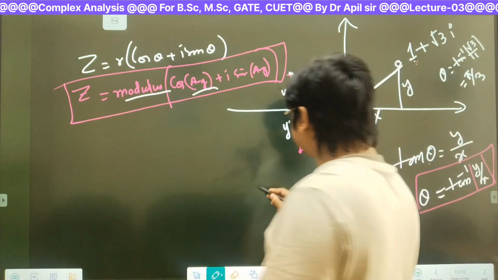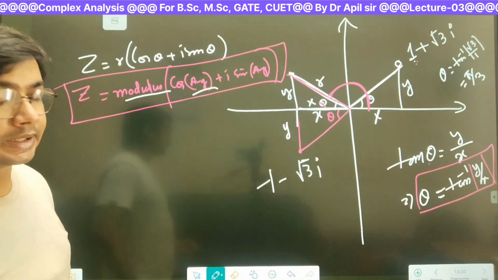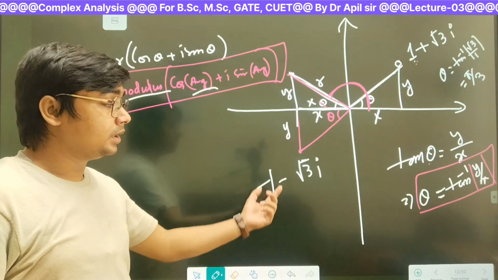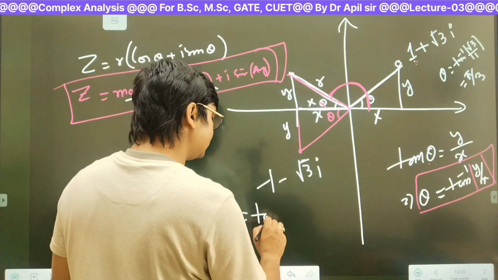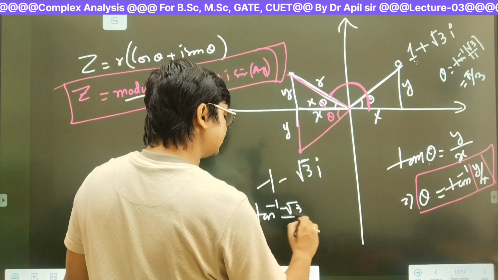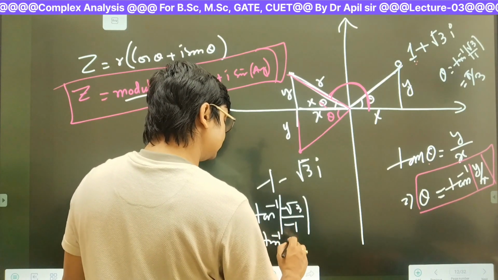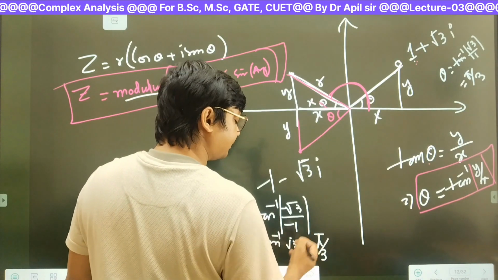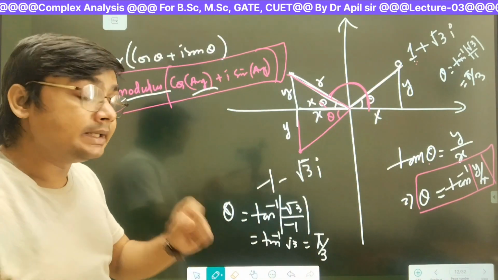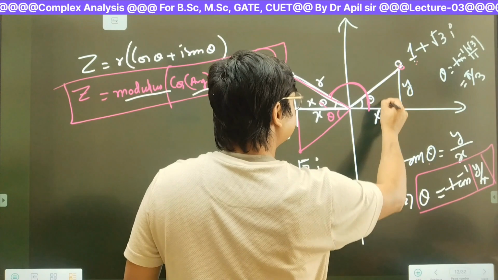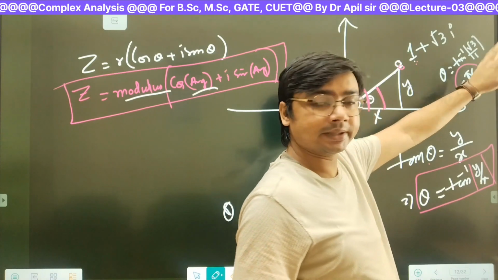And if we consider another complex number, minus 1 minus root 3 i, you see both the values are negative, so this will lie in the third quadrant. So in this case also, theta will be tan inverse of minus root 3 upon minus 1, so this will be tan inverse of root 3. So this will also be pi upon 3. Now you see theta is pi upon 3 here, and here also pi upon 3. But for this complex number, this is the argument, right? And this is pi upon 3. That means this is correct.